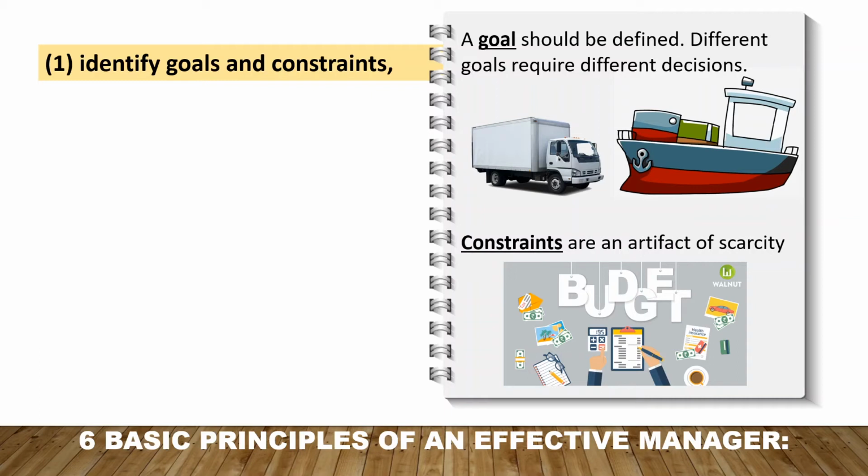If the food bank's goal is to distribute in rural areas, the logistics it will use will be different from distributing in inner cities. Either you may need to use a truck or sometimes rent a boat. Constraints are an artifact of scarcity. The budget will affect the food bank's distribution of food to the needy.